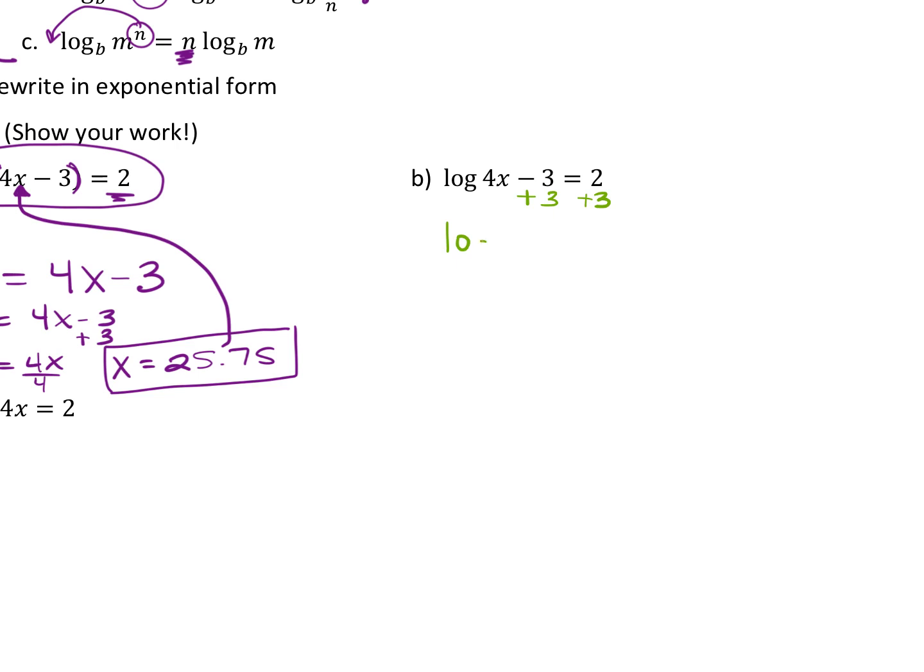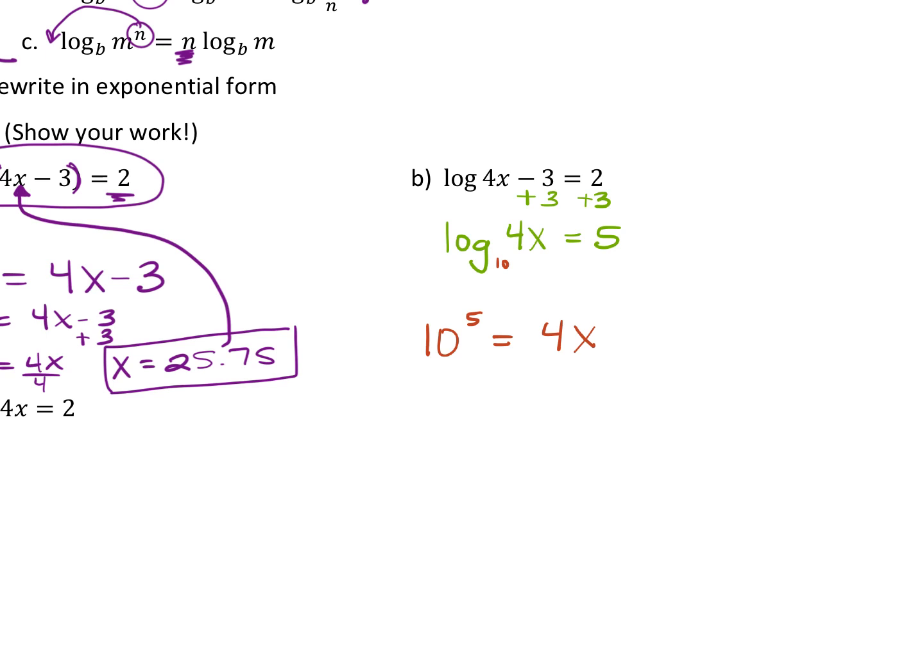So on this one, you're going to add 3. So you get log 4x equals 5. Now you've isolated. There is nothing that we need to simplify with our properties right now, because you can already put this into exponential form as you see it. What is the exponential form going to look like here? Yes, 10 to the 5th power equals 4x.